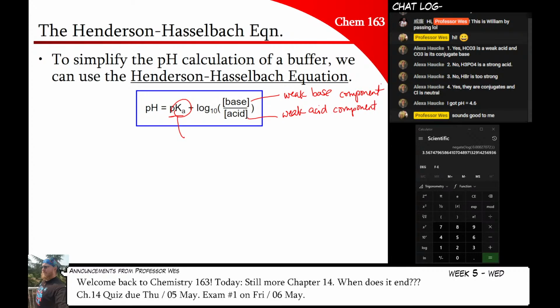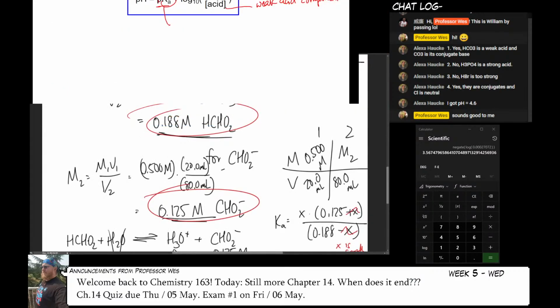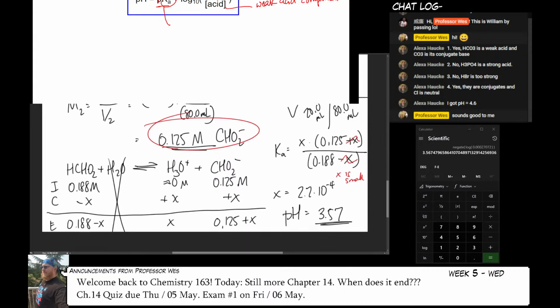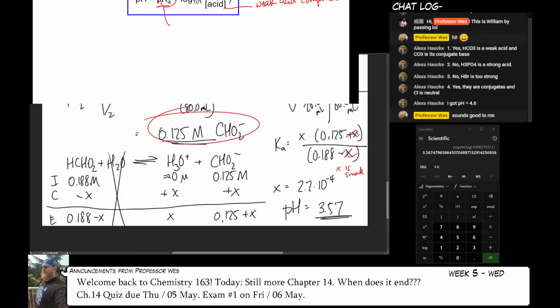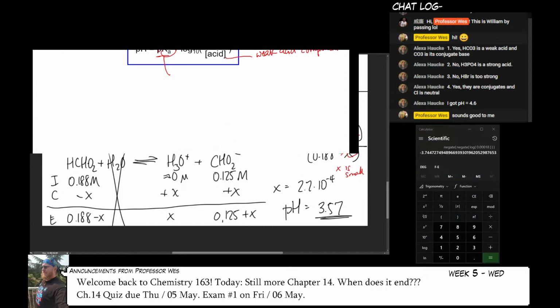So if we were doing the previous example, which was all of this nonsense over here, remember all this that we just did? We got 3.57 as our answer. So what we're going to do is type this in the calculator and see how close we get. So what's the Ka? The Ka was 1.8 times 10 to the minus 4. So pKa would be minus log of 1.8 times 10 to the minus 4. And then we're going to go, my equation isn't on the screen here, so you can't actually see this.